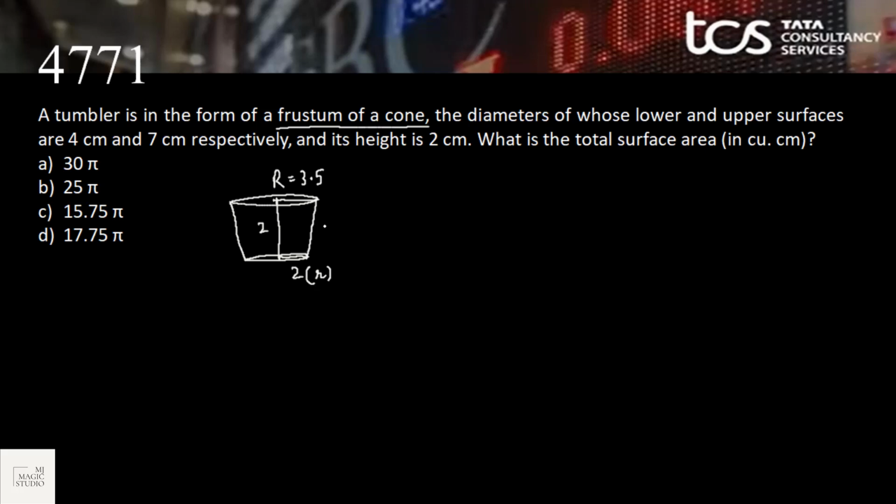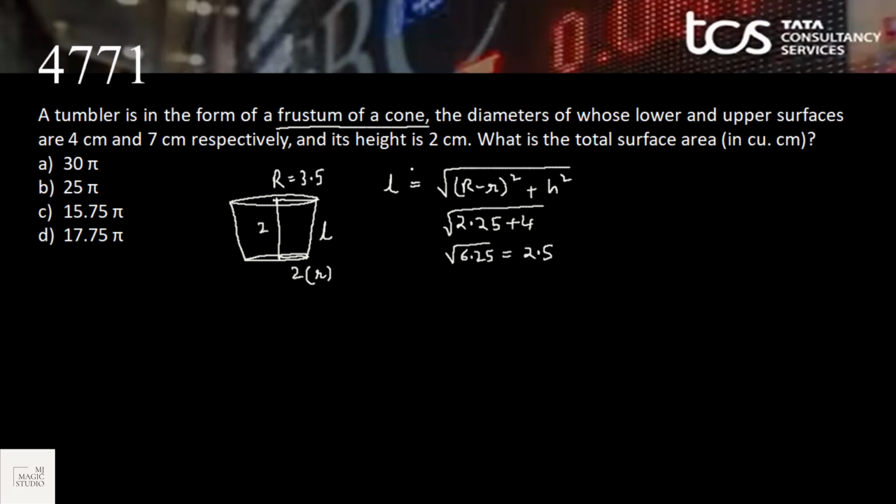Okay, first we need this slant height. Slant height is root over (R minus small r) whole square plus h square. So that is 1.5 square, 2.25 plus 4. That is 6.25. That would be 2.5. Done. Now we need total surface area.